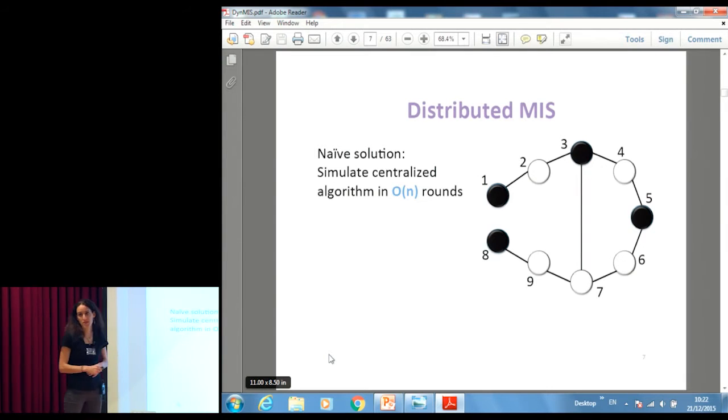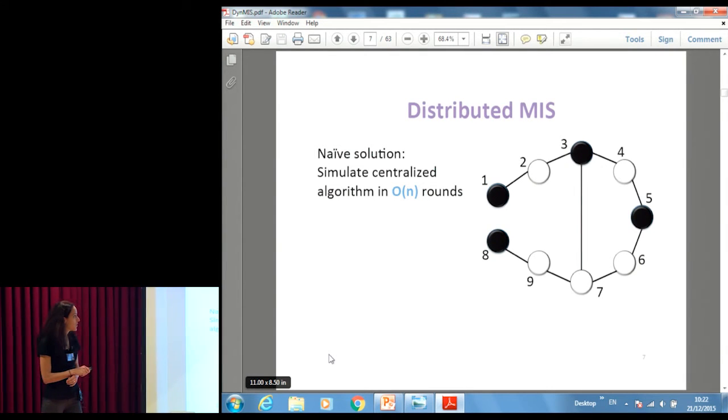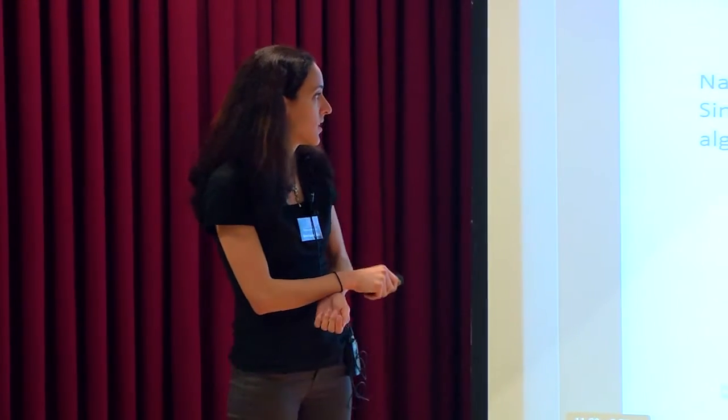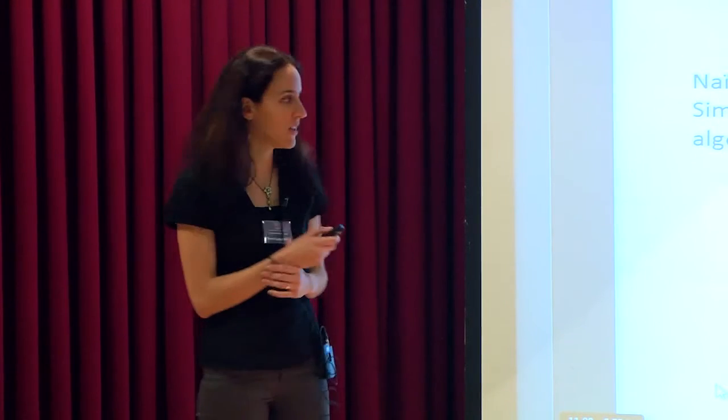Then node number 1 says, I'm first, I go in. Number 2 says, I already have a neighbor that's in, so I go out. And how do they know that? They send a message. So 1 sends a message to its neighbors: I'm in. 2 sends a message to its neighbors: I'm out. Then 3 says, I have a node before me, but it's out, so I go in, and sends a message. So now 4 and 7 know that they can go out, and so on. Basically we're simulating the sequential algorithm, and the time it takes in the worst case is linear in the number of nodes. I just go one by one over the nodes. So that's a very easy solution.